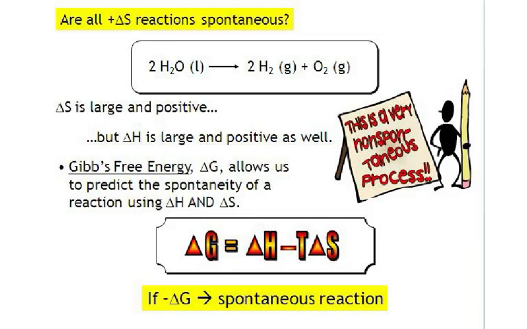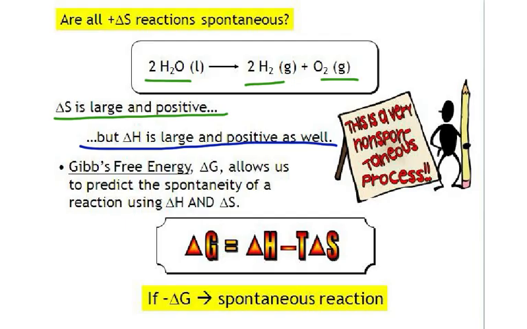So let's look at another example, so we can decide whether all positive delta S reactions are spontaneous or not. Here we have liquid water going to form gaseous hydrogen and gaseous oxygen. We have a very large and positive delta S, but we know that liquid water does not spontaneously break down into hydrogen and oxygen gas, which is a good thing because that would be flammable. In this case, delta H is large and positive as well.